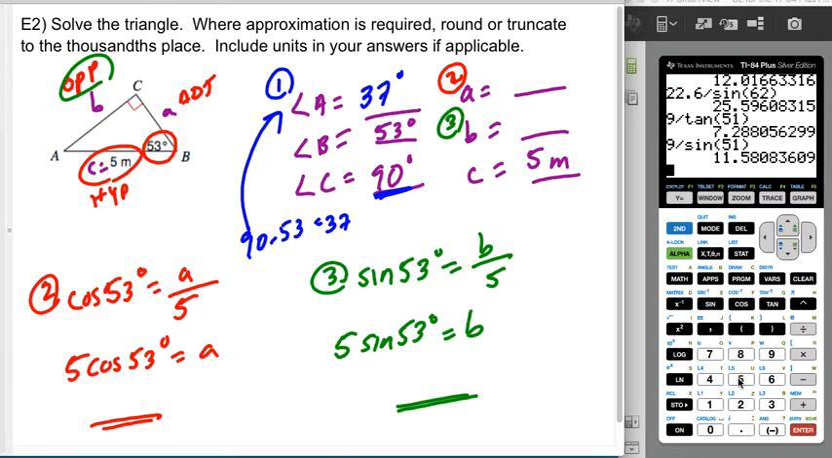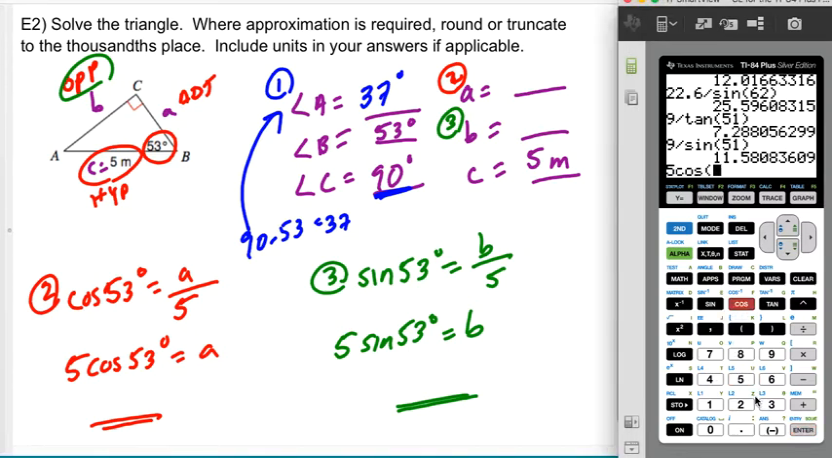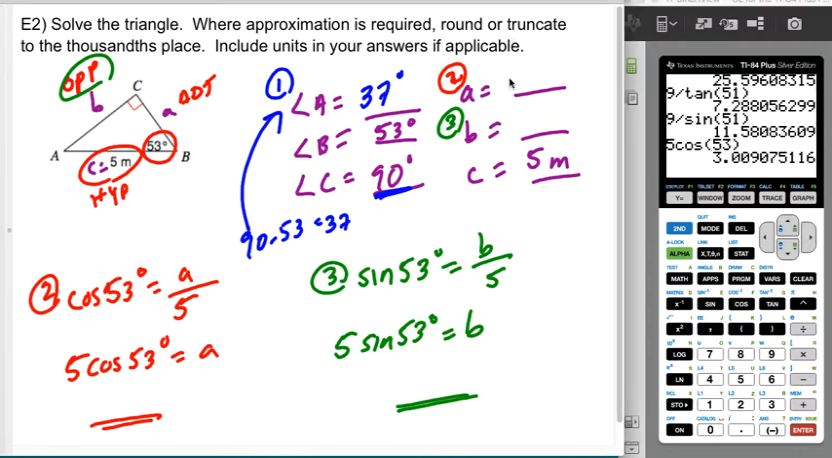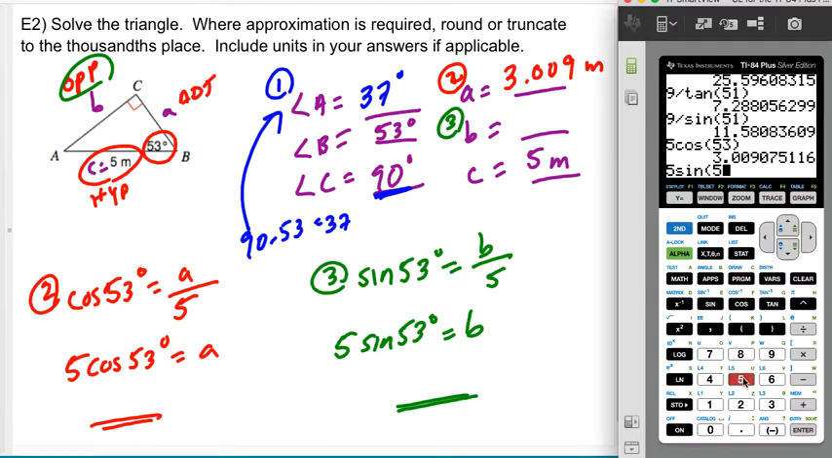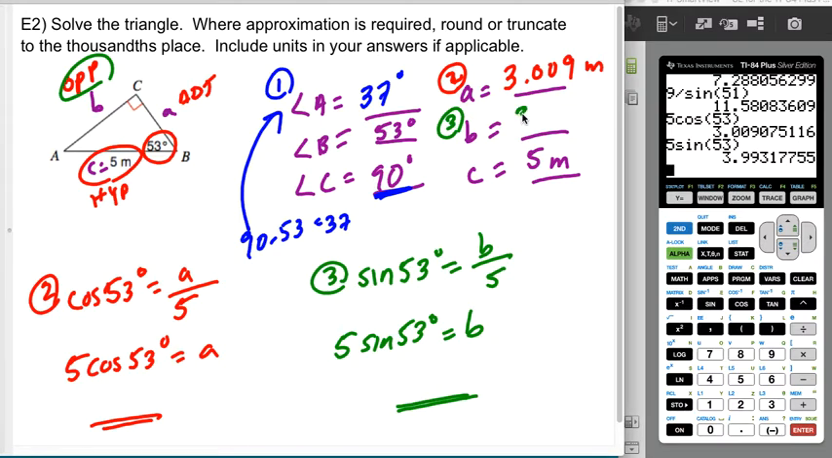So let's go ahead and do 5 cosine of 53, right? And that's approximately, let's see, the cosine was the one I did in red. So that's about a 3.009 meters, right? And then the one I did in green, we're going to go ahead and do 5 sine of 53. And hit enter, and we get that this is about a 3.993 meters. And again, do the quick double check.